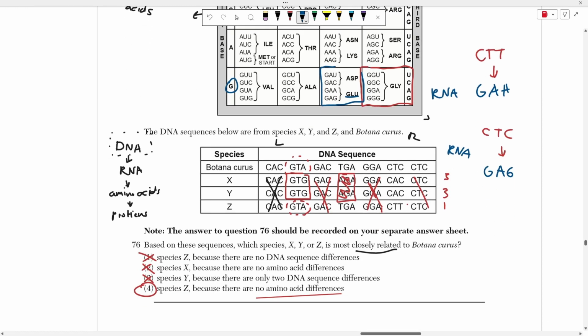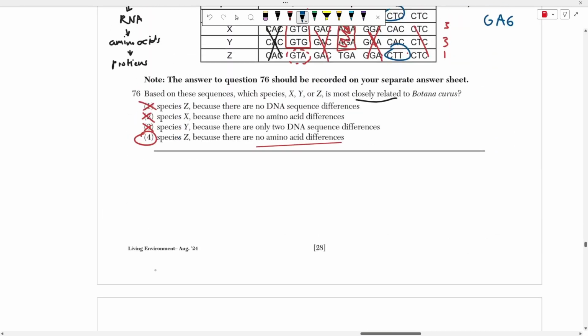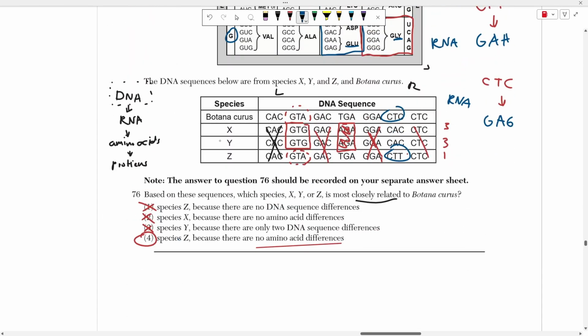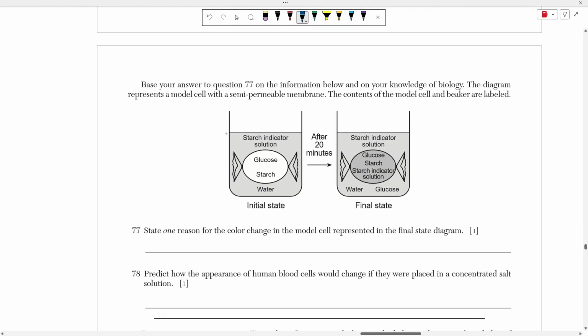So even though they had a different DNA sequence there, they still produce the same amino acid and thus proteins. Okay, so that's why choice 4 has to be correct. The same cannot be said about species X or Y. They're different. Number 77 gives us this situation.